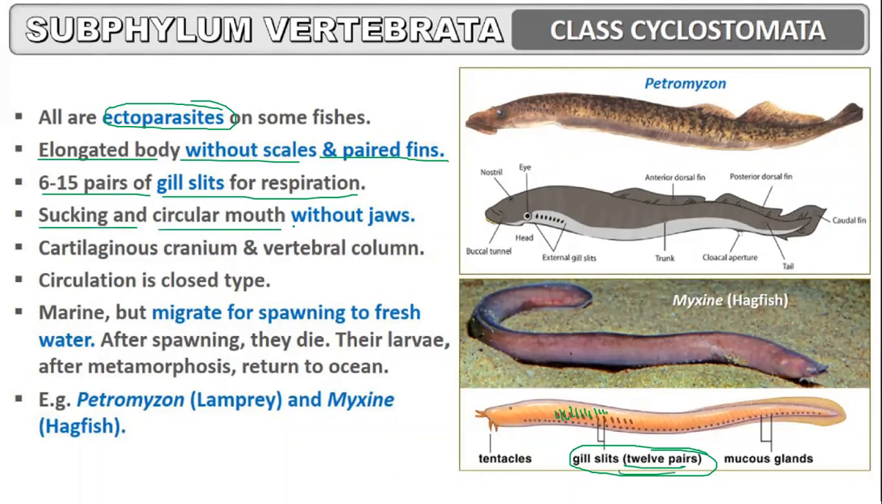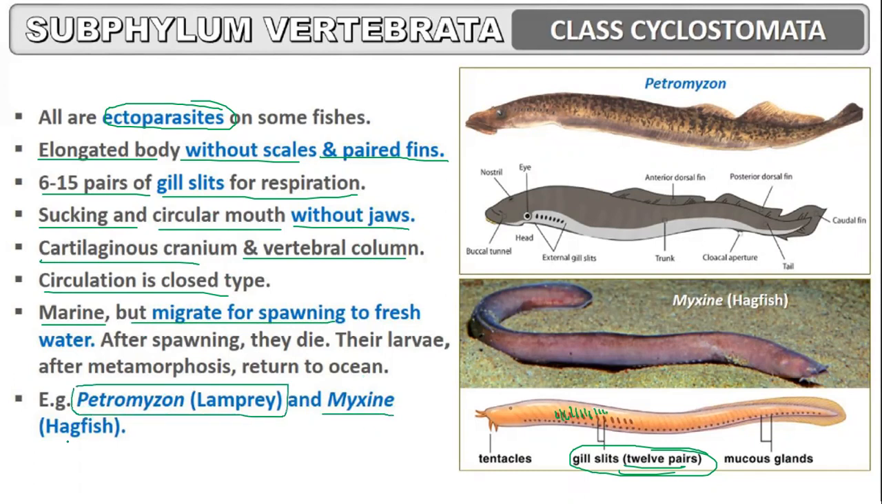Sucking and circular mouth without jaws. Cartilaginous cranium and vertebral column. Closed circulatory system. They are marine, but they migrate for spawning to fresh water. The examples are Petromyzon, lamprey, and Myxine, hagfish. These two examples are very important questions from previous year NEET.